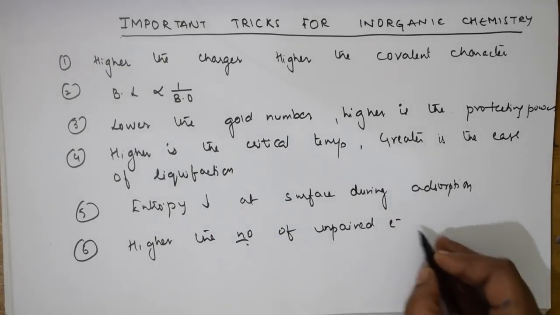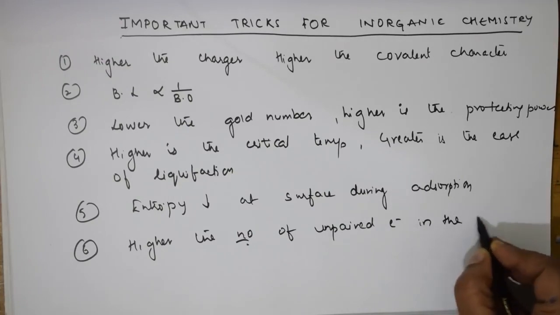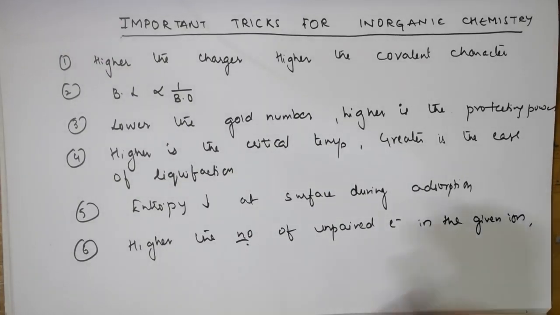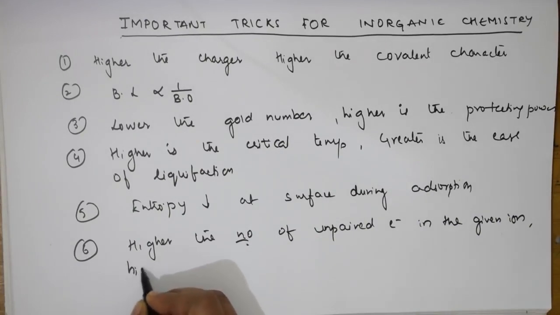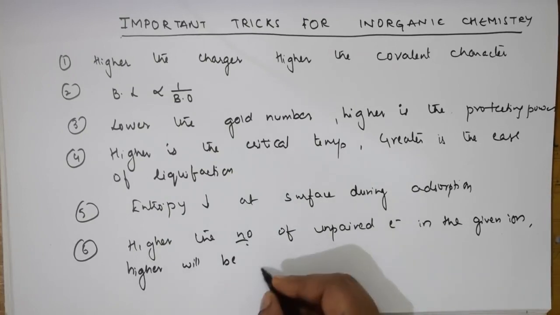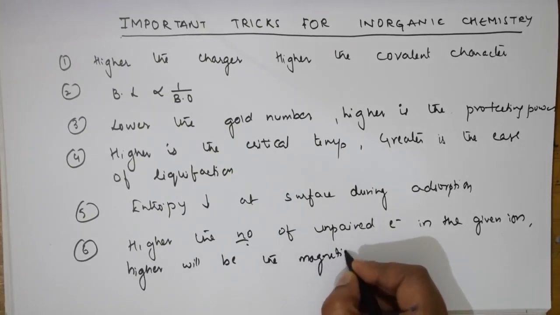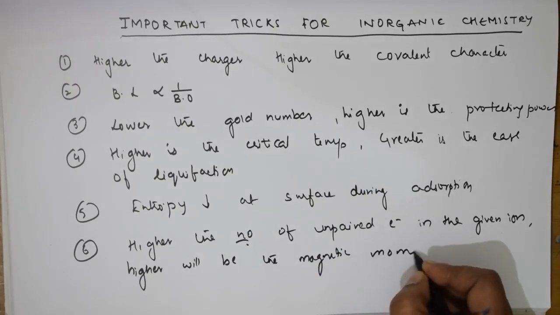in the given ion. I'm just giving you the clue. I'm mentioning again, given ion, highest will be the magnetic moment. Higher will be the magnetic moment. Remember this. Fine.